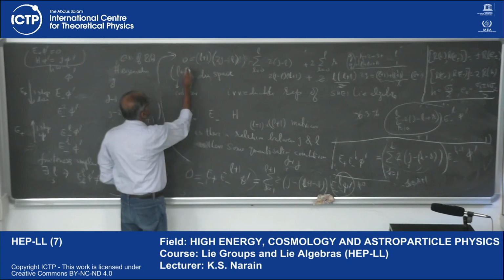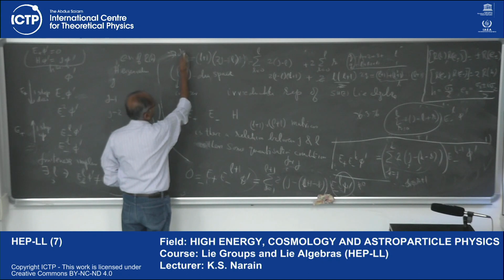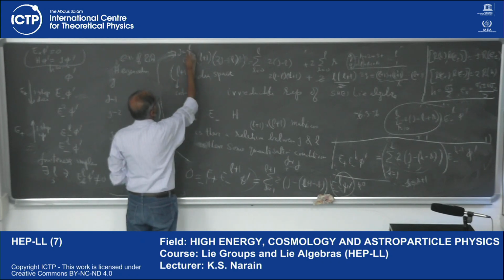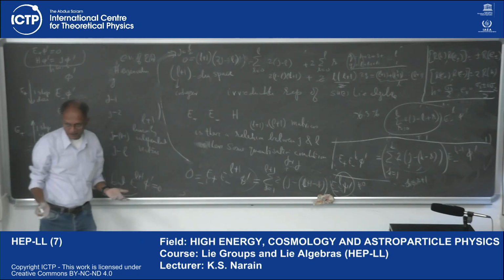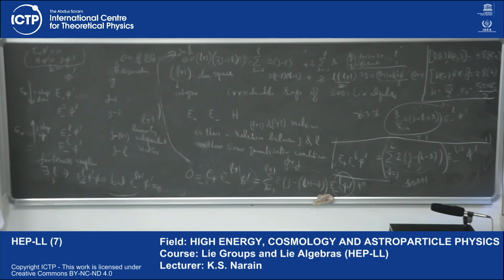But this implies that J equals L by 2. But L is an integer. So this proves that J can be either an integer or a half-integer. Okay? That is it.